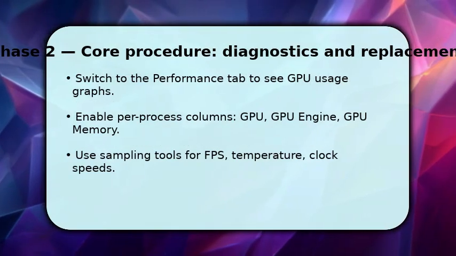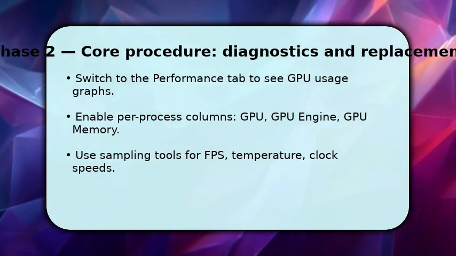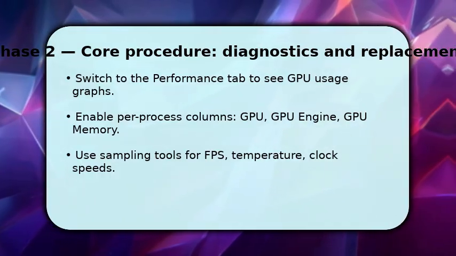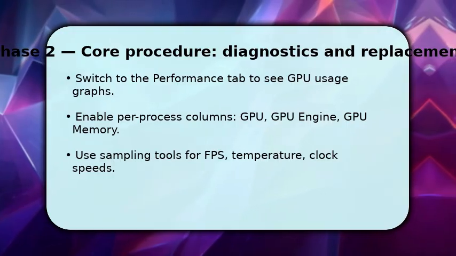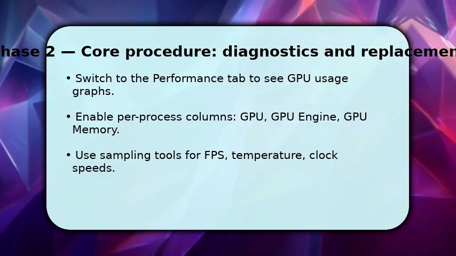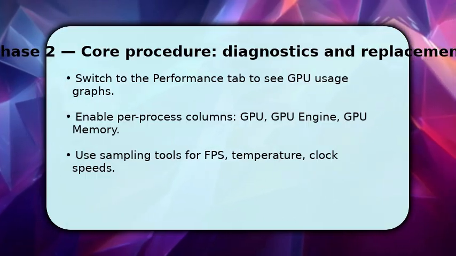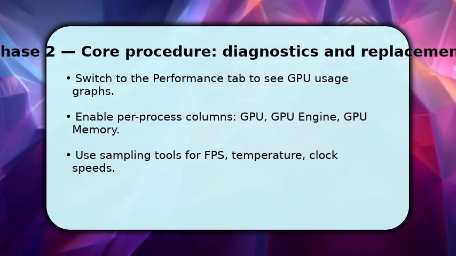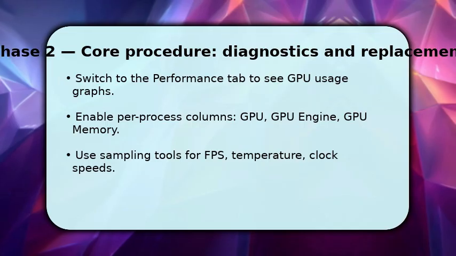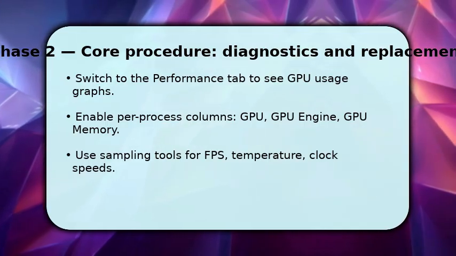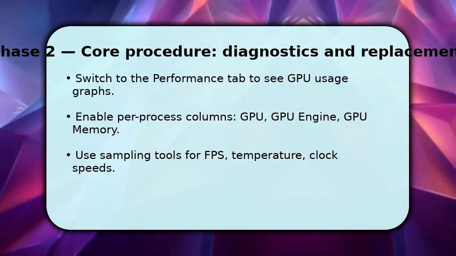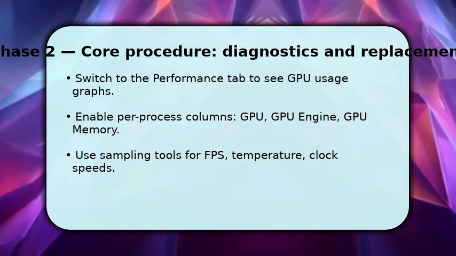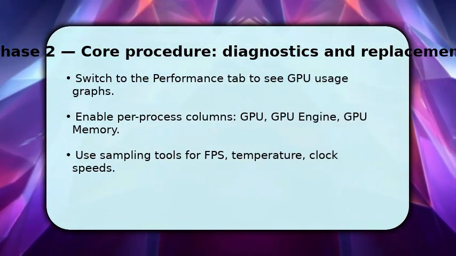Now you look at live metrics. In Task Manager, choose Performance and pick GPU to see utilization graphs and memory use. If you need specifics, switch View to Details and add GPU, GPU Engine, and GPU memory columns to track per-process consumption. For deeper telemetry, enable sampling in MSI Afterburner or GPU-Z to record FPS, temperature, and clock speeds. This explains why usage spikes. Once you collect a short sample, compare behavior across workloads to identify bottlenecks or power limits.